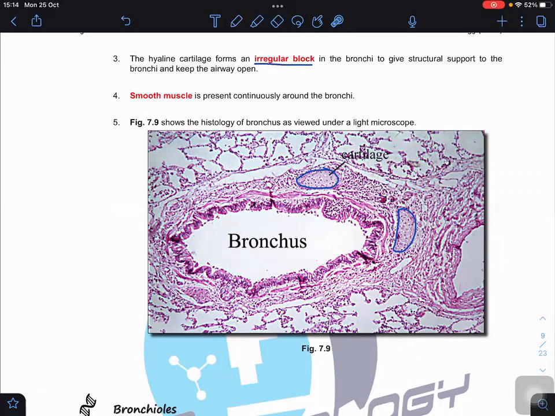How about smooth muscle? In the trachea, smooth muscle only appears at the end of the cartilage. How do you identify the smooth muscle here? Can you see the spindle shape? This is spindle-shaped smooth muscle, and it is present continuously around the bronchi. What is the function of smooth muscle again? The contraction and relaxation of smooth muscle can regulate the diameter of the bronchus. Are you clear?